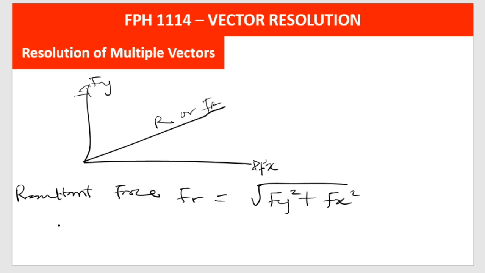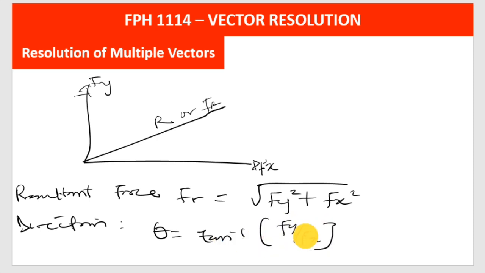The direction of the resultant can also be found, we can sum everything together. The direction will still be the same thing as theta equal to what? Tan inverse of what? fy over fx. So it's the same thing that we are working around.